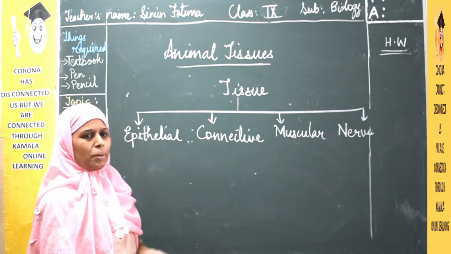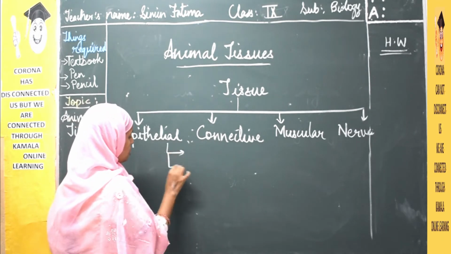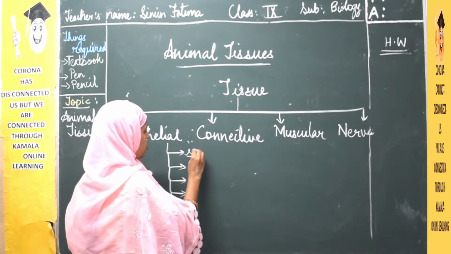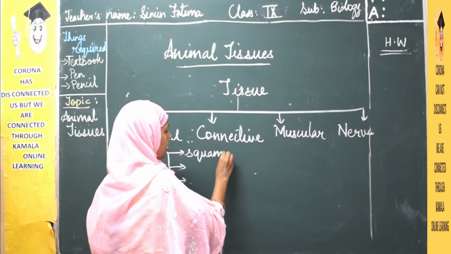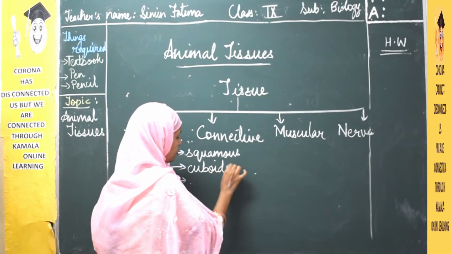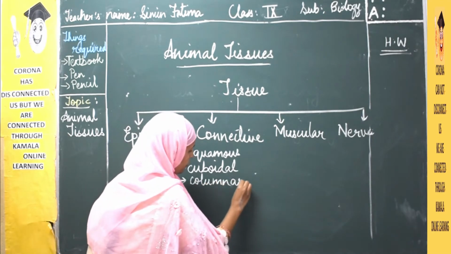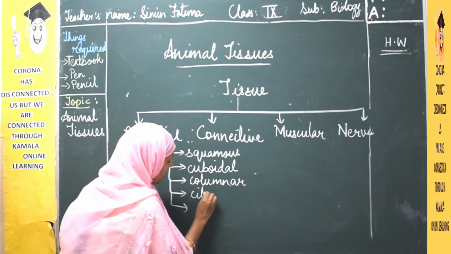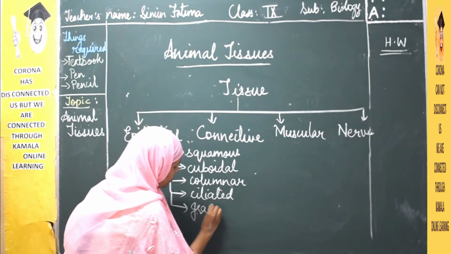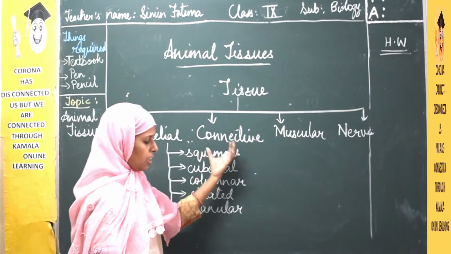So first of all, we'll be reading about epithelial tissue. Okay, epithelial tissue is of 5 types. Squamous epithelial tissue, cuboidal epithelial tissue, columnar epithelial tissue, ciliated epithelial tissue, and granular epithelial tissue. Okay, so we will be reading about all these types.